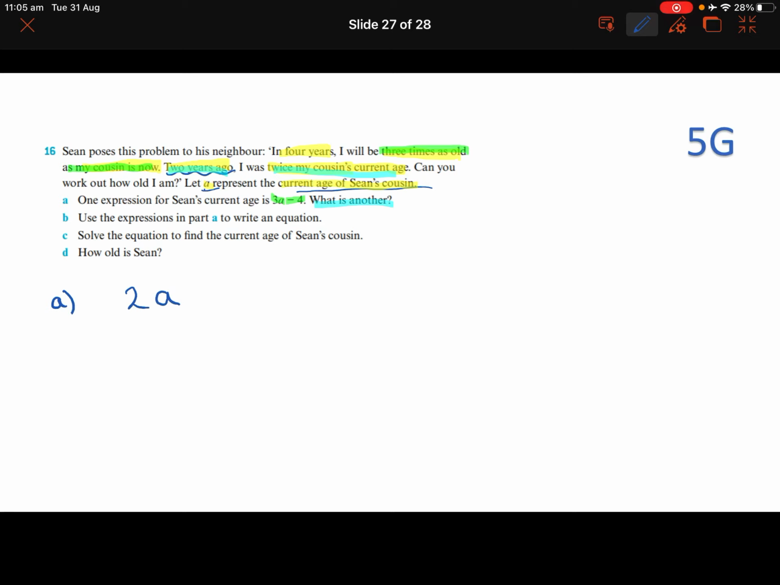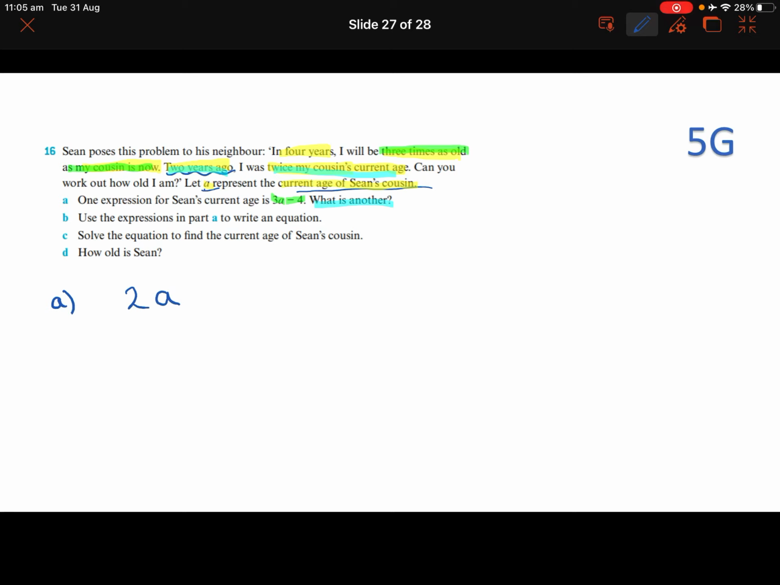Because 2 years ago he was twice the age, which is the 2A, but we're talking about the now. So instead of being 2 years ago, we need to add 2 years to be in the now. So that's where the plus 2 comes from. All right. B, use the expressions in part A to write an equation. From that, we know that one expression is 3A minus 4, which tells us Sean's age. And that's the same as this expression that we just came up with, which also tells us Sean's age. He's just given us 2 options, pretty much.